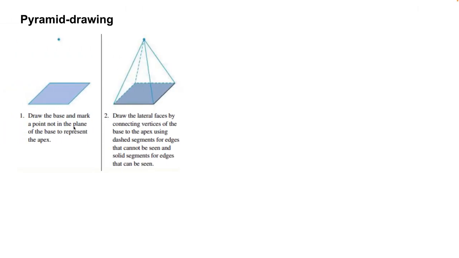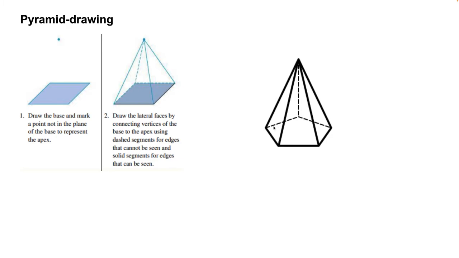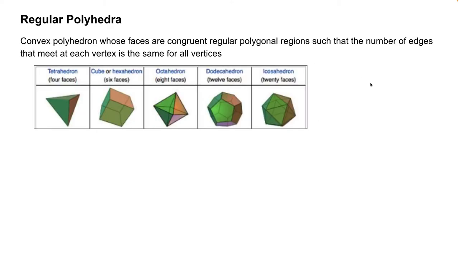Okay, so that's how you can draw the pyramid, right? You start from the base and have a point and connect all of the vertices with the apex. Then you can draw a pyramid.